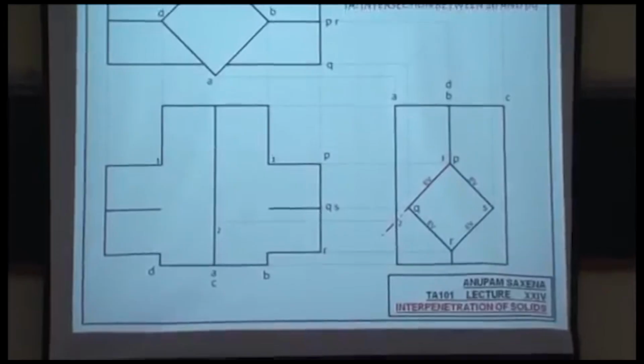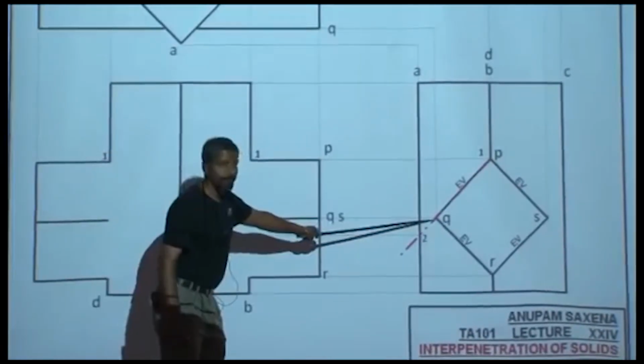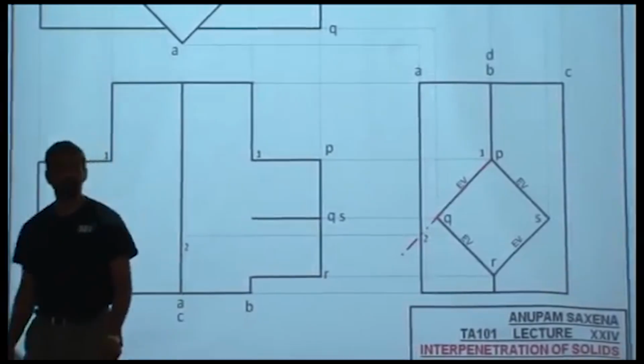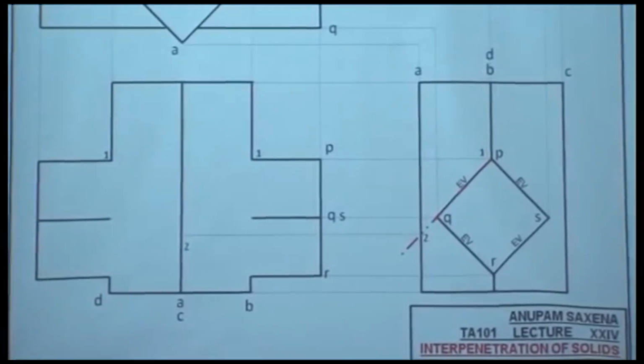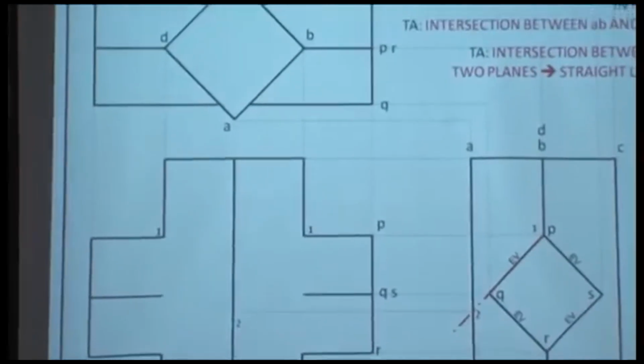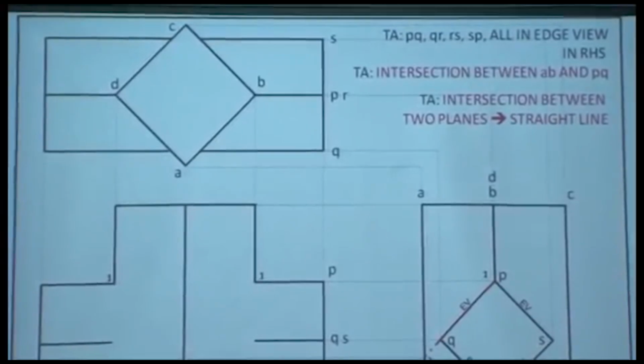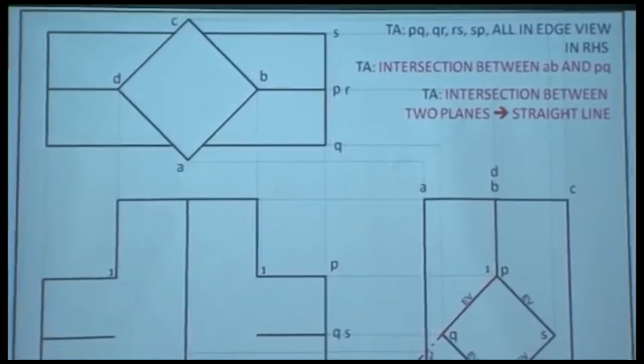Okay, point number 2. But the intersection is actually happening here. But before that, plane-plane intersection would give me what? A line. Intersection between two planes implies a straight line. So one line would be this one, joining 1 and 2. The second line will be this one, joining 1 and 2. All right?